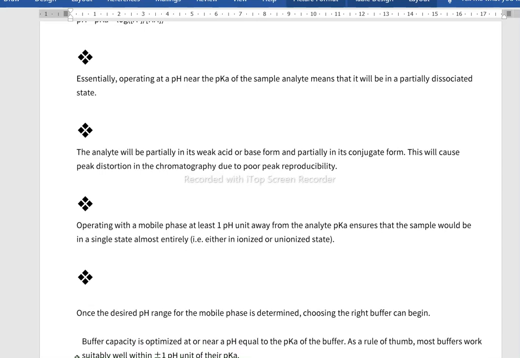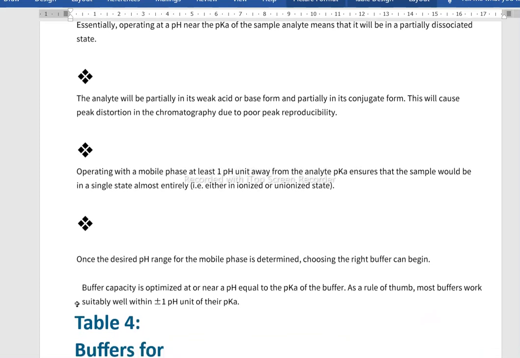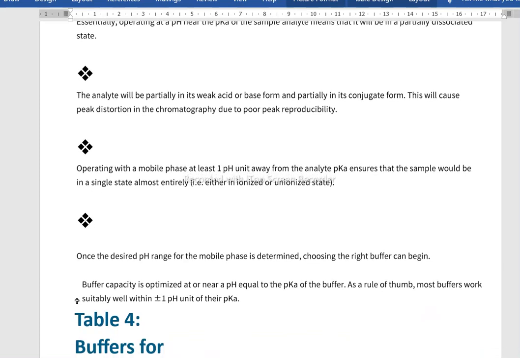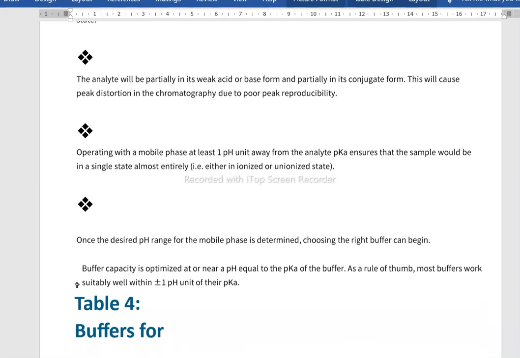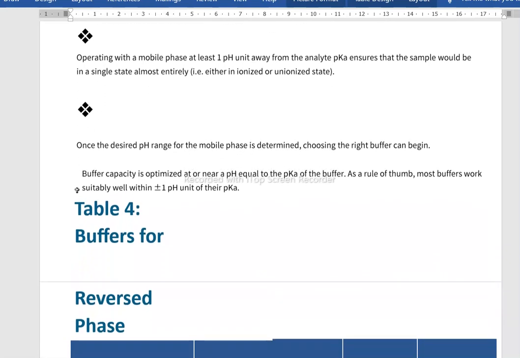Once the desired pH range for the mobile phase is determined, choosing the right buffer can begin. Buffer capacity is optimized at or near a pH equal to the pK of the buffer. As a rule of thumb, most buffers work suitably well within plus or minus 1 pH unit of their pK. Here is the table for the buffers.